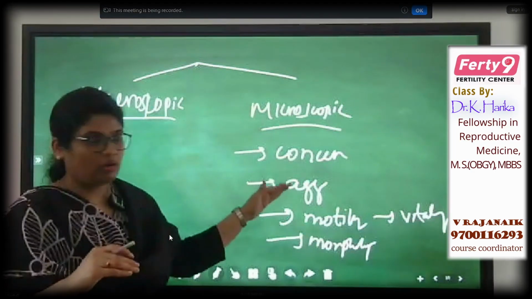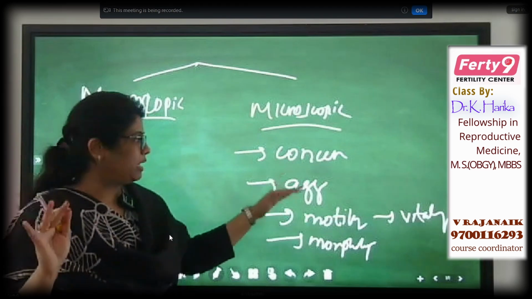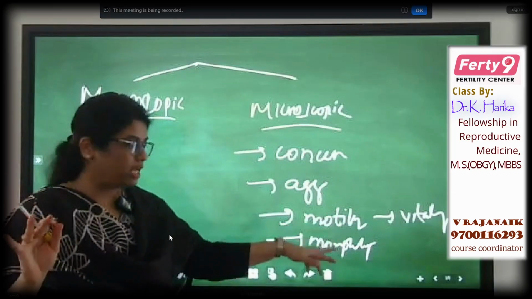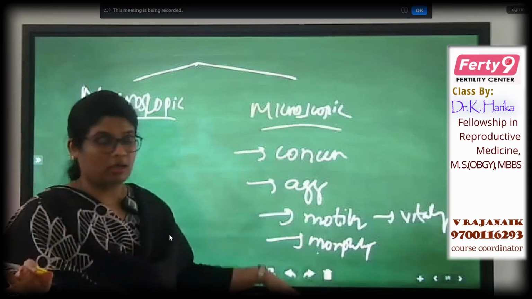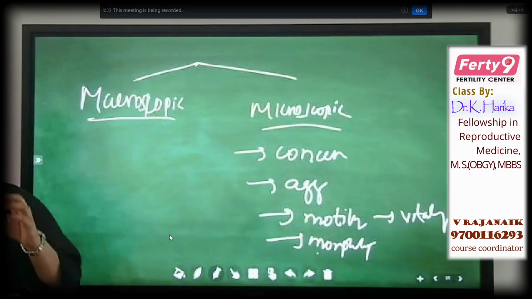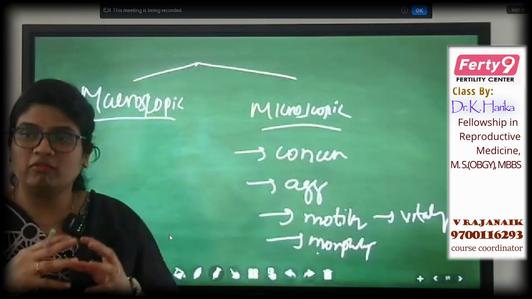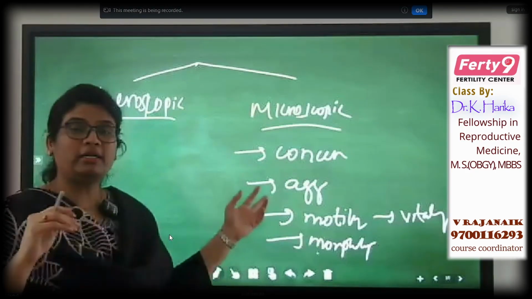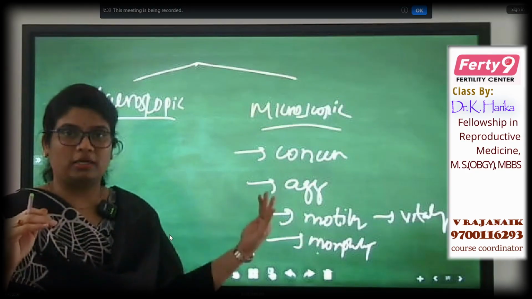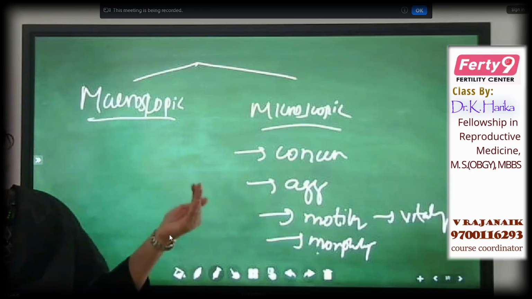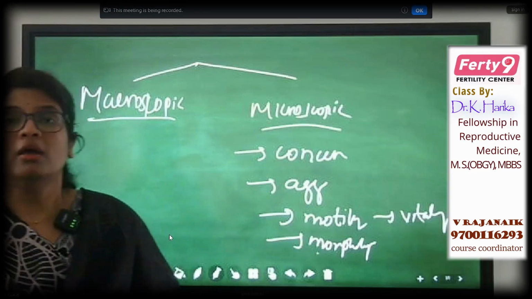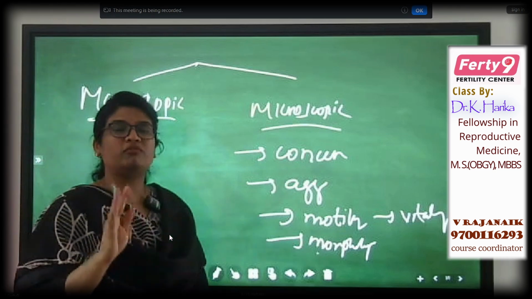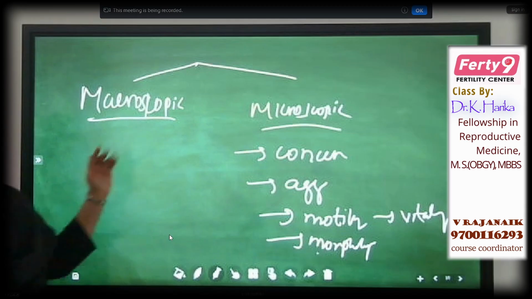Concentration is 16 million per ml. Motility is 42% total motility, vitality is 58%, and morphology is 4%. Agglutination is when sperms agglutinate with each other. Generally, if it is more than 10%, it is suspicious of some immunological problem. If there is any immunological disorder, there will be agglutination between the sperms, and that might be one of the reasons for infertility. Okay, next is macroscopic.